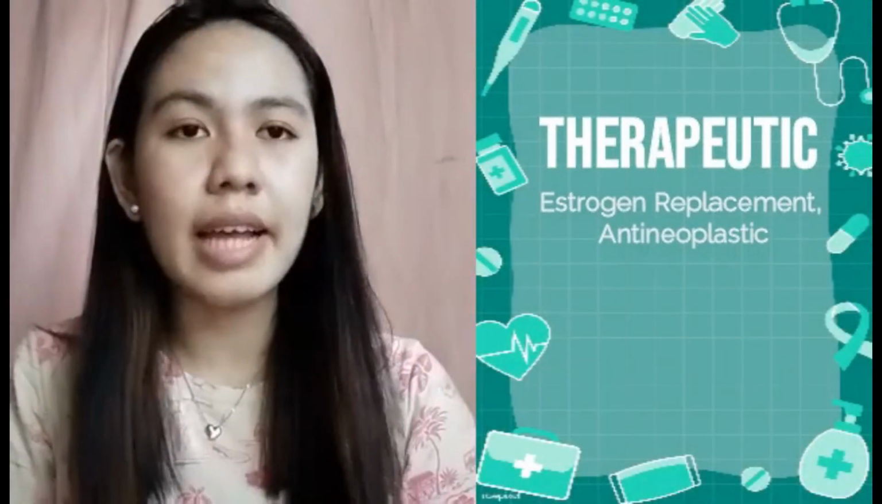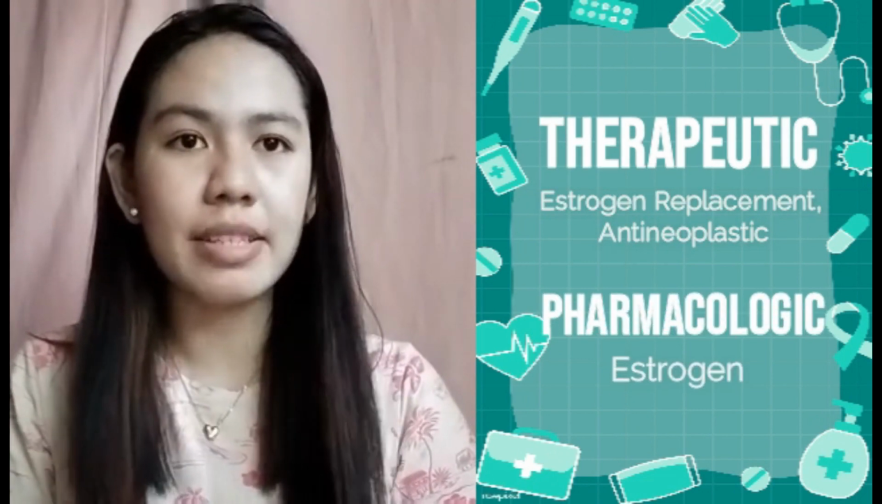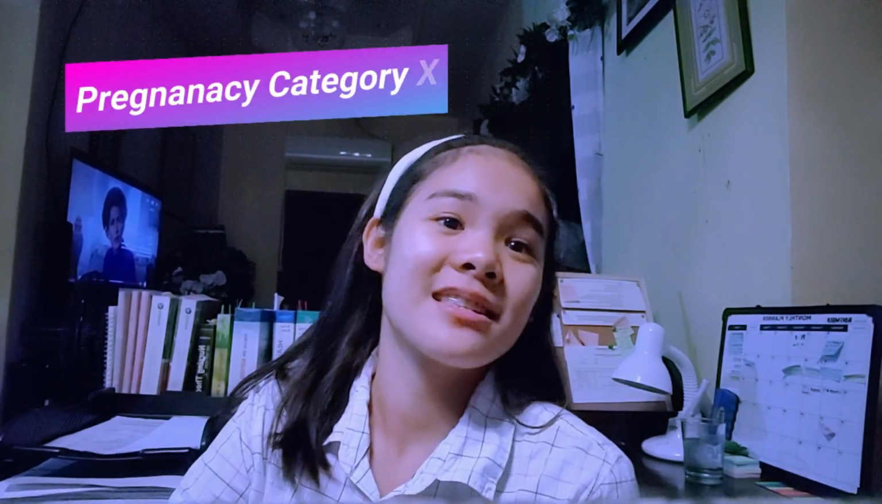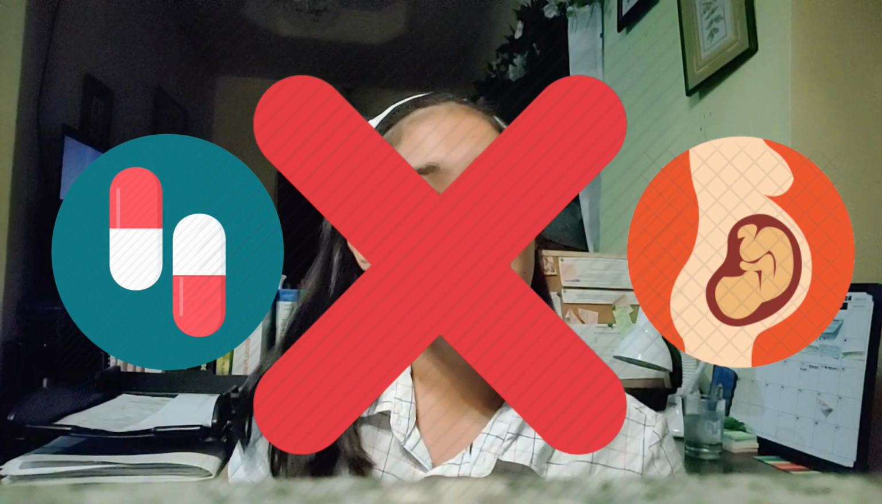So my drug classification is that in therapeutic, I am classified as estrogen replacement and antineoplastic, while in pharmacologic, I am classified as estrogen. And for my pregnancy category, it is X. Pregnancy category is X because there is no indication for esterified estrogen in pregnancy and it should not be used during pregnancy because of increased risk for fetal abnormalities.